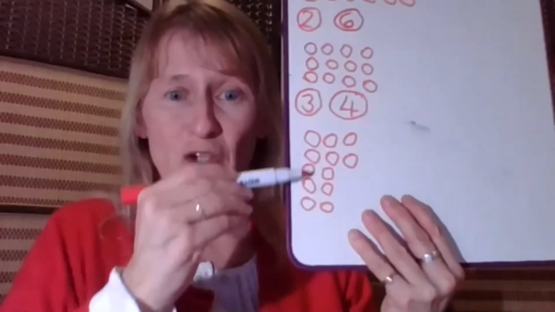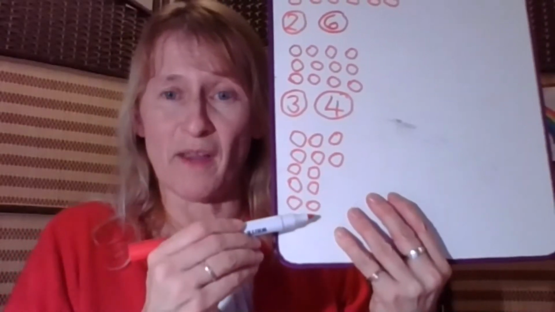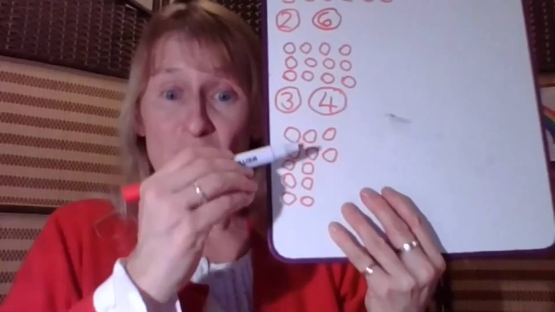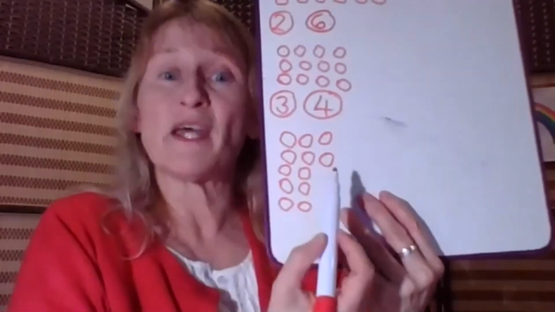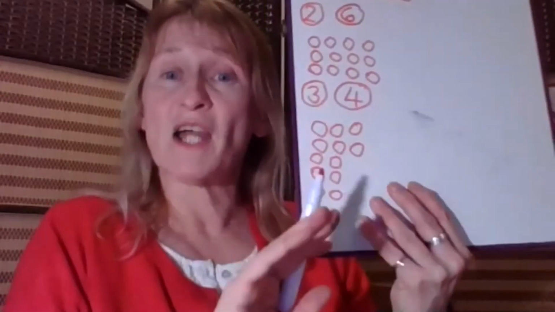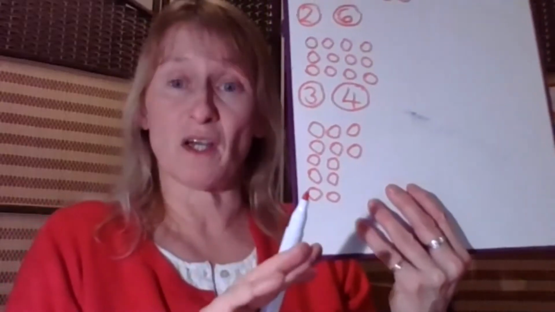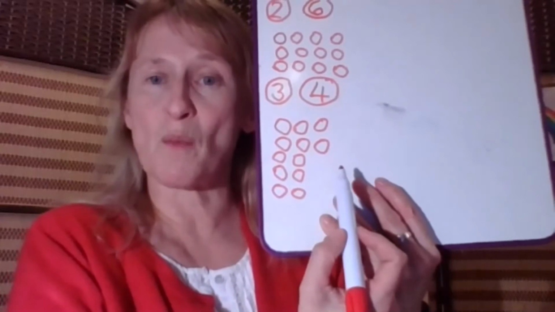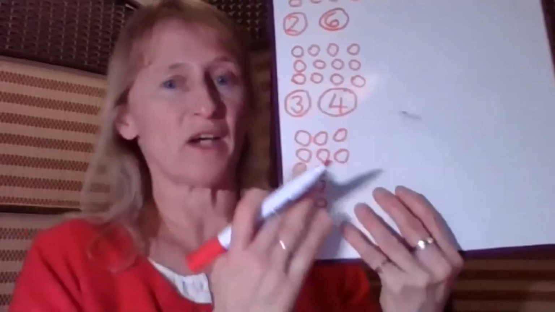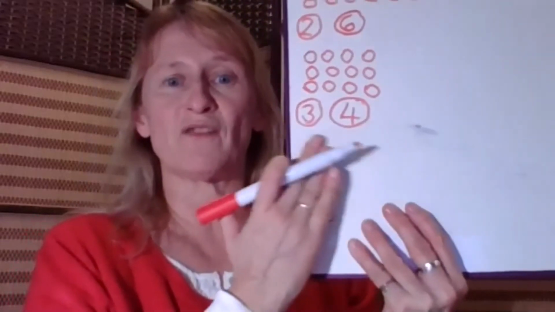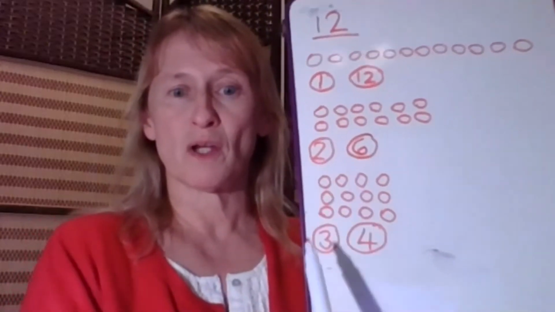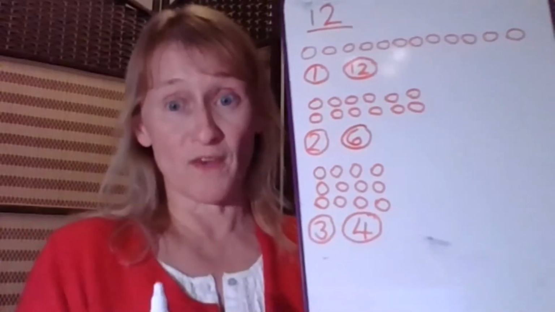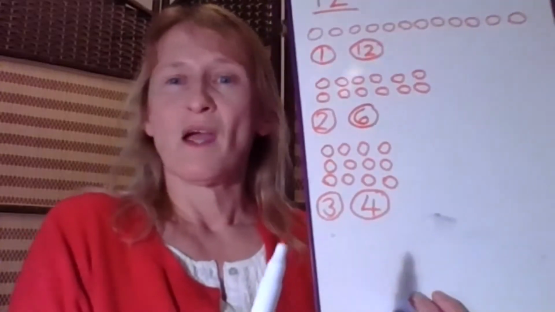Look what happened when I tried to put it into rows of 5. I've got 5 there and 5 there to make 10, but there are 2 left over. 5 is not a factor of 12 because there are some left over when I try to put it into groups of 5. So 5 is not a factor of 12. So far I've got 1, 2, 3, 4, not 5, 6.